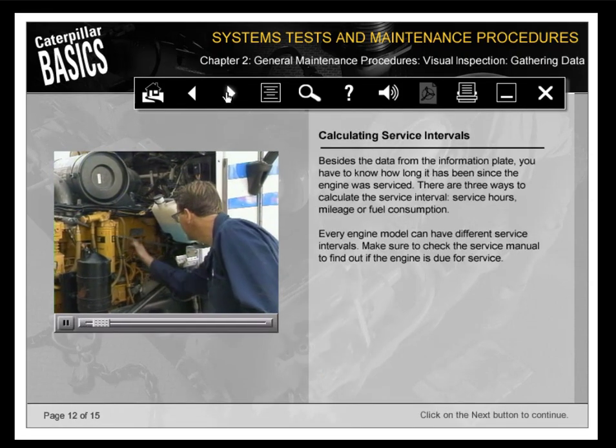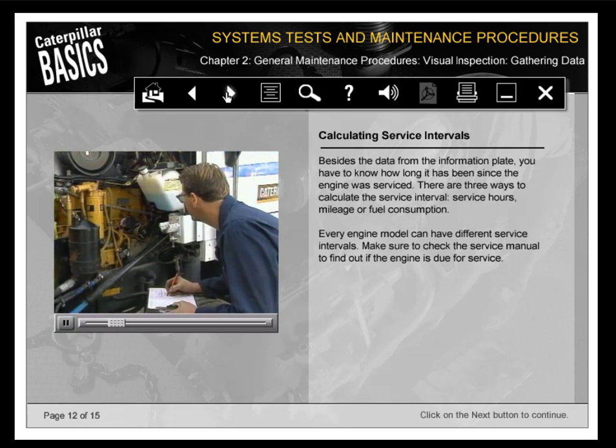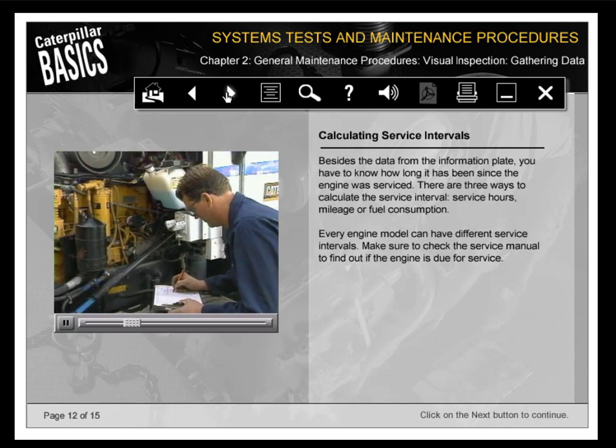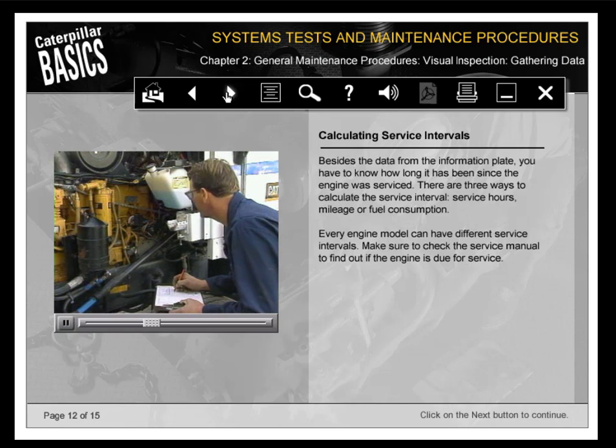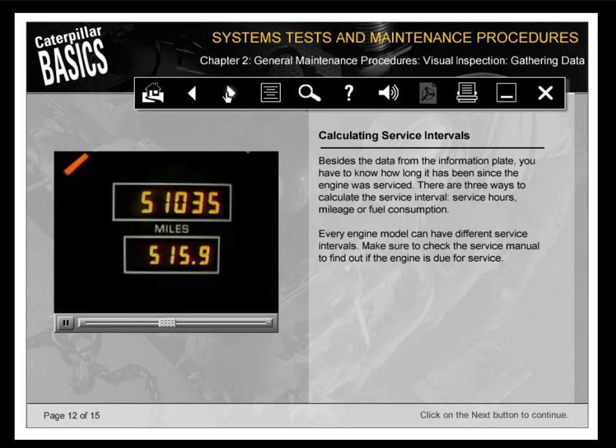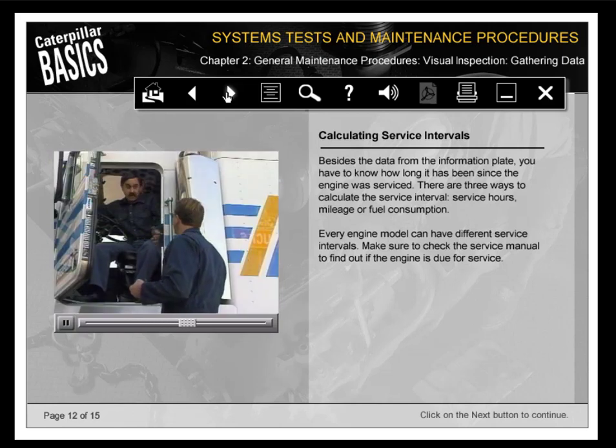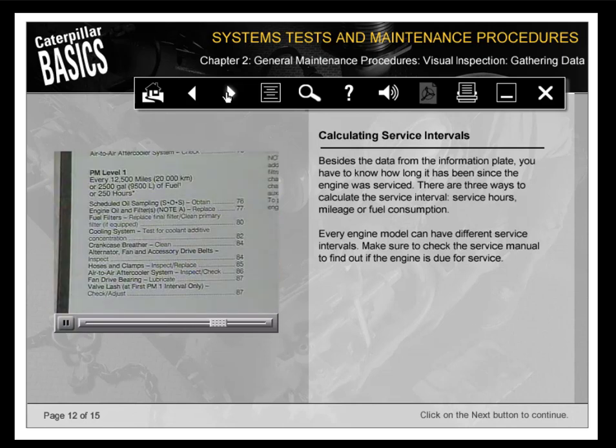Besides the data from the information plate, you have to know how long it has been since the engine was serviced. There are 3 ways to calculate the service interval: service hours, mileage, or fuel consumption. Every engine model can have different service intervals. Make sure to check the service manual to find out if the engine is due for service.